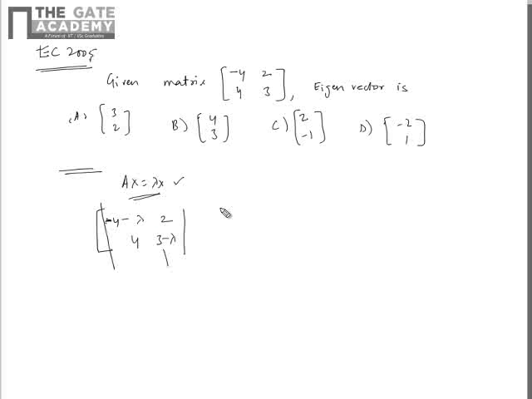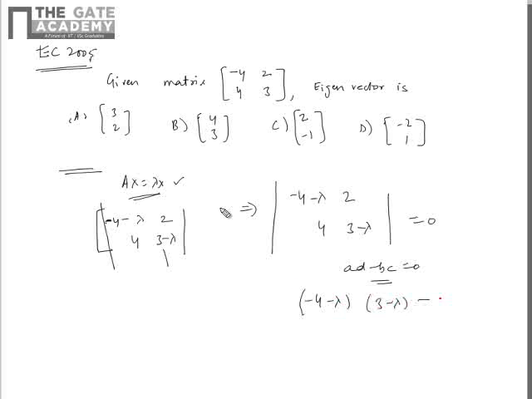Basically it's det of minus 4 minus lambda, 2, 4, 3 minus lambda, is equal to 0, and that is nothing but AD minus BC for a 2 by 2 matrix. So it is minus 4 minus lambda into 3 minus lambda minus 2 into 4 is equal to 0. This comes out to be, let's just multiply, minus 12 plus 4 lambda minus 3 lambda plus lambda square minus 8 is equal to 0.